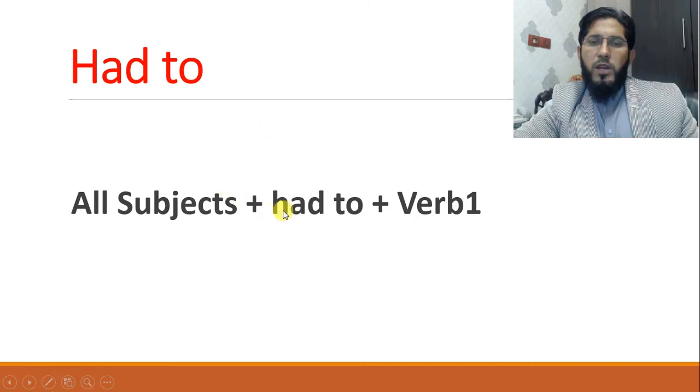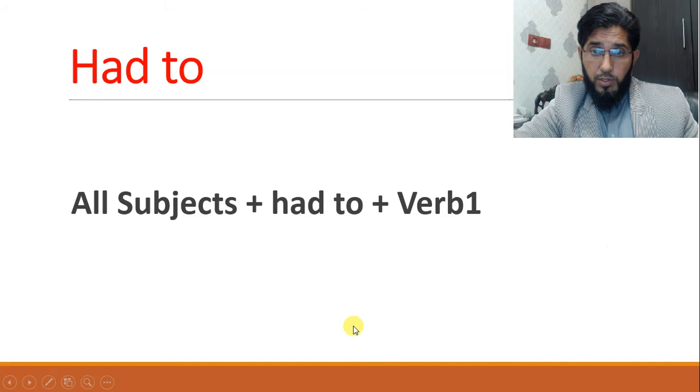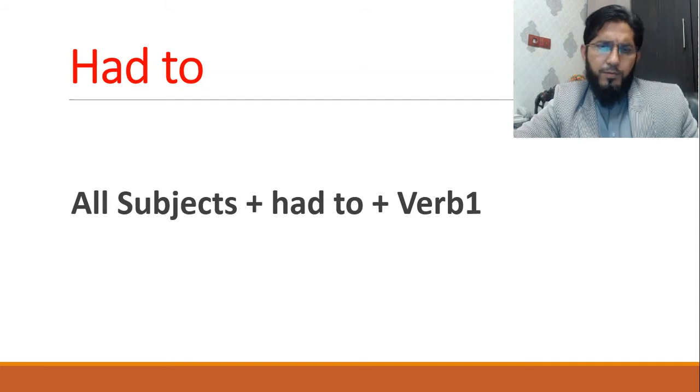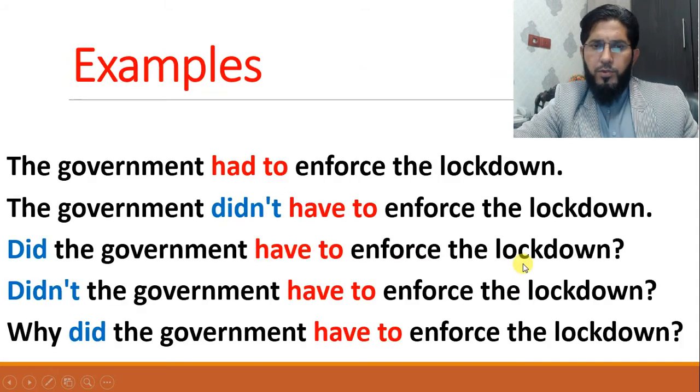All subjects plus had to plus verb. There is no difference. Like, when we talk about present obligation, we use has to with third person singular subject, he, she, it, or a singular noun, and we use have to with the rest of the subjects. But had to is used with all subjects. I, we, you, he, she, it, they, with all of them. Singular noun, plural noun, whatever. And now look at these examples.